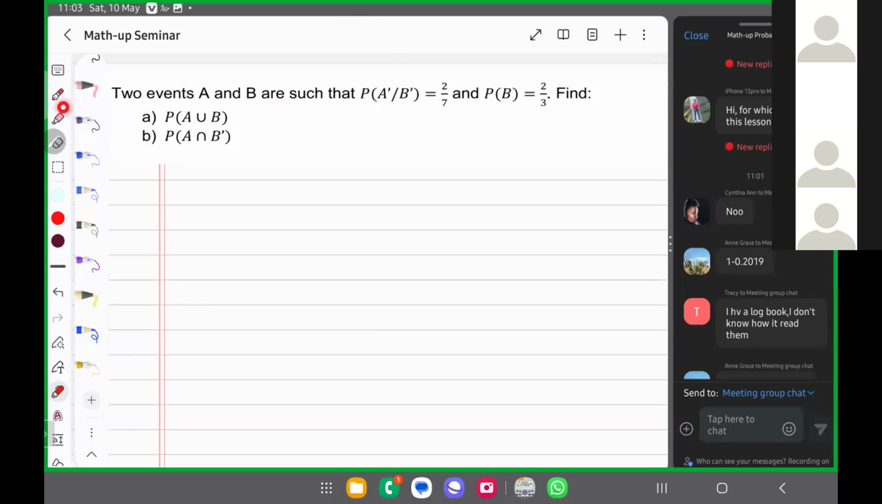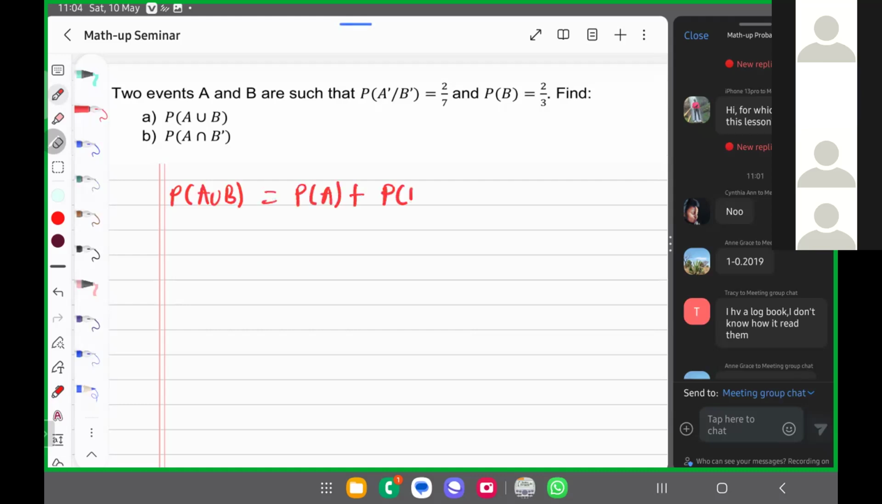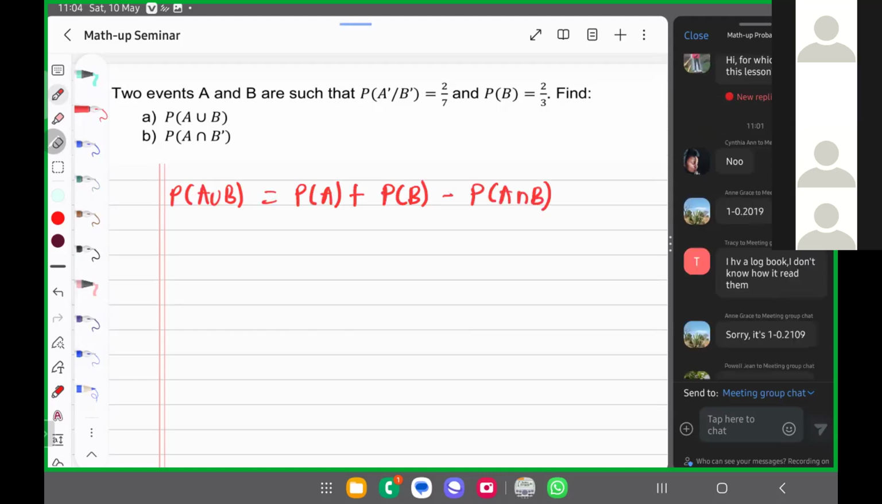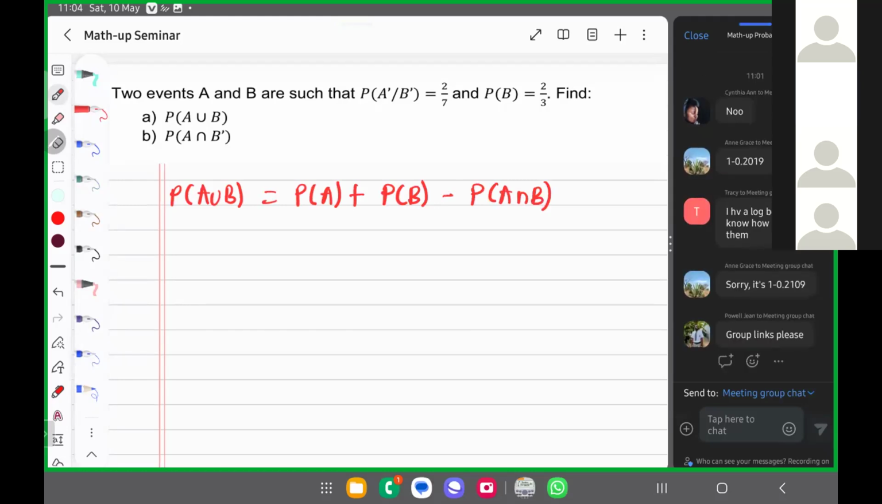So when I look at what I have, the formula we know is that the probability of A union B is equal to the probability of A plus the probability of B minus the probability of A intersection B. Yeah, so when I look at what I have, I don't have the probability of A intersection B. I have the probability of B, but I don't have the probability of A. And the information I've been given cannot help me get the probability of A. So that method will not work in helping us get the probability of A union B.